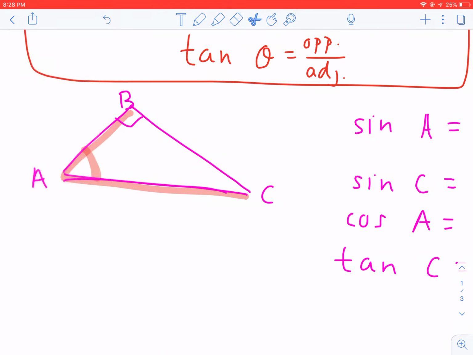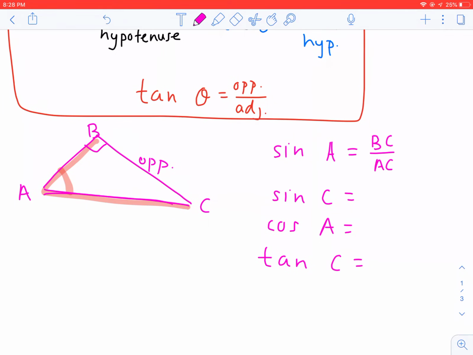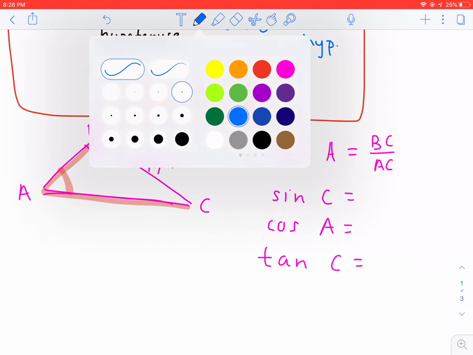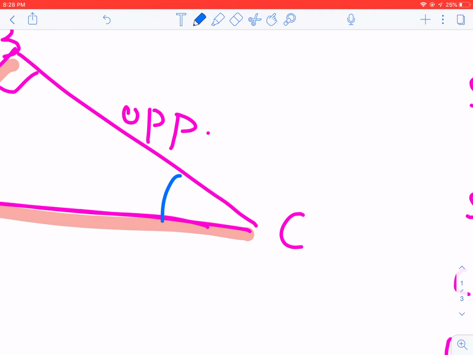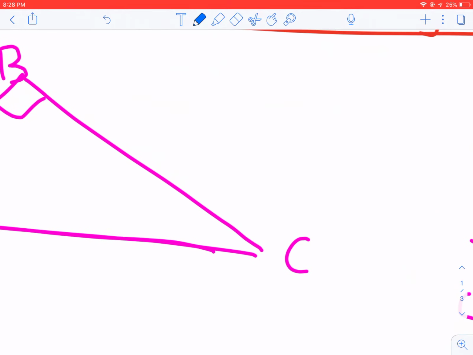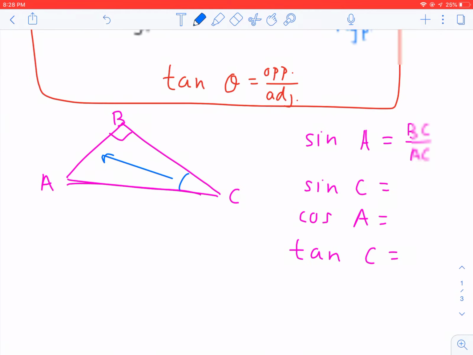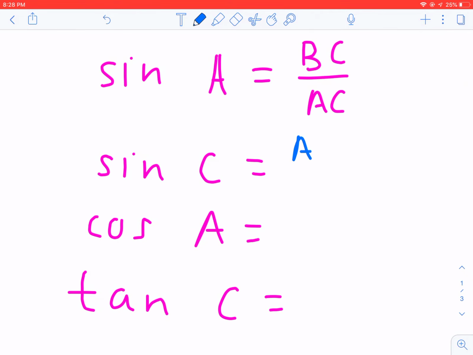All right. Do not label BC the opposite side, because when we look at sine of C now, for example, BC is no longer the opposite side. Our opposite side is now AB. So again, opposite, adjacent, that's all dependent on your angle. If we're looking at angle C, opposite is again AB. And our hypotenuse is still our hypotenuse, that's still AC.